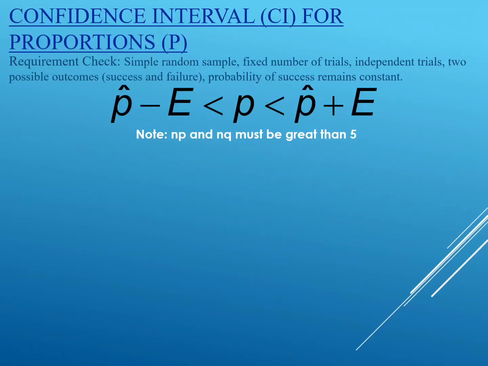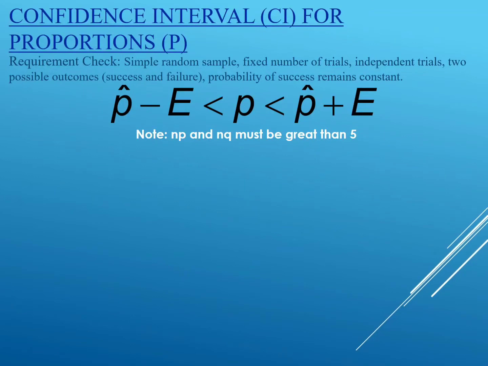Fixed number of trials, so I know how many trials, let's say 5 tosses, 6 tosses. I have a fixed number of trials. Random independent trials, meaning the first trial does not affect the second trial. Two possible outcomes, success and failure, as in, let's say I toss a coin, it's either heads or tails. There's no third option, fourth option. There's only two outcomes. Probability of success remains constant.